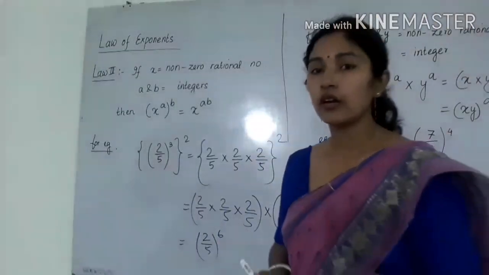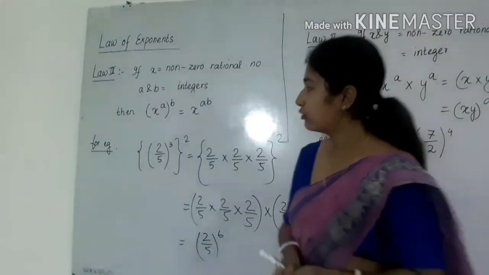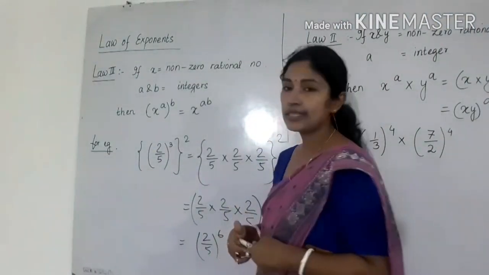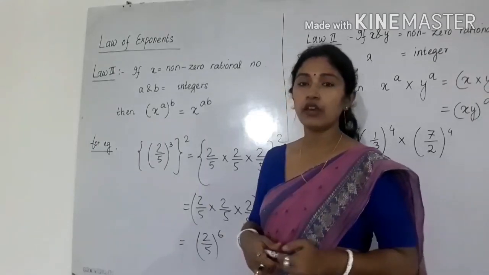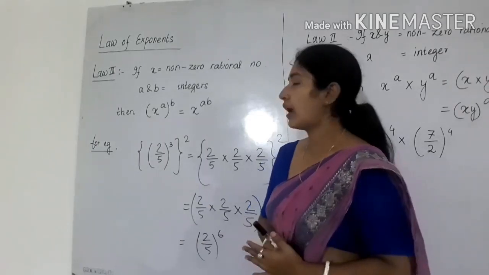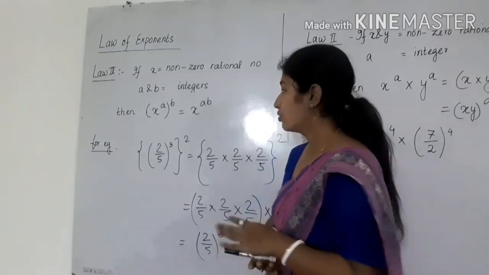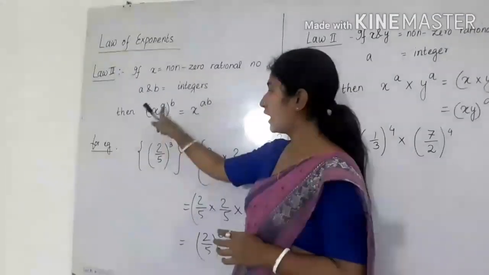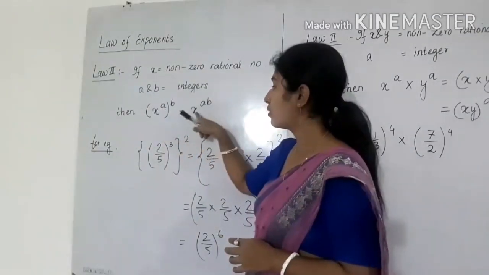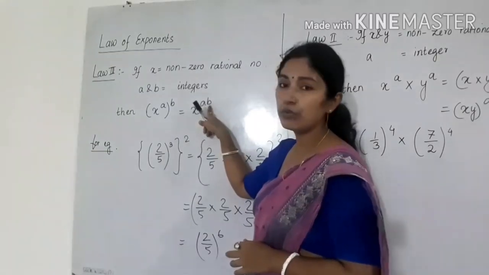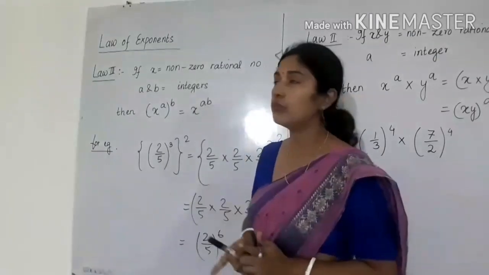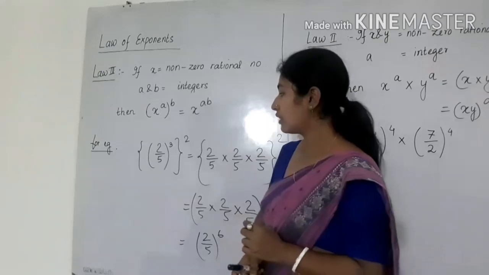So come to the third law. In third law, we have two powers. See, same, x is a non-zero rational number. In base we have a non-zero rational number, and in power we have integers. So we can write x to the power a whole to the power b is equal to x to the power a into b. ab means what? A into b.